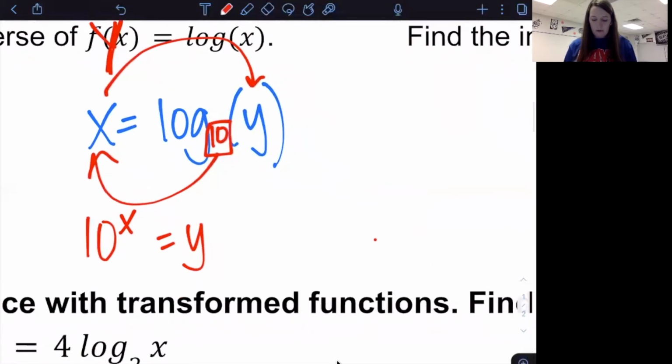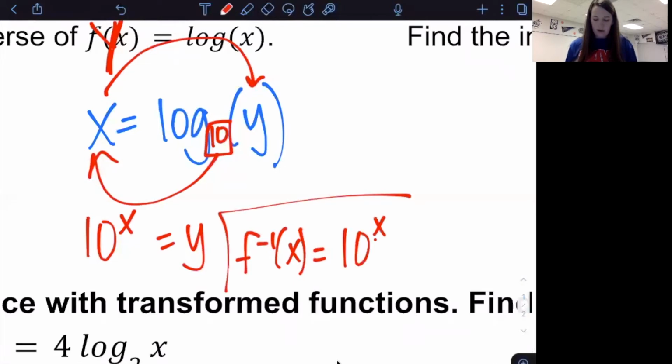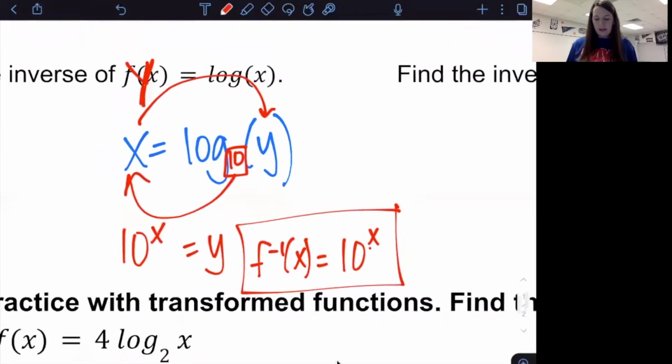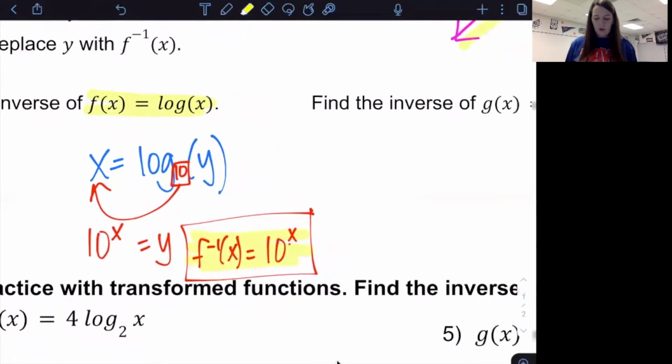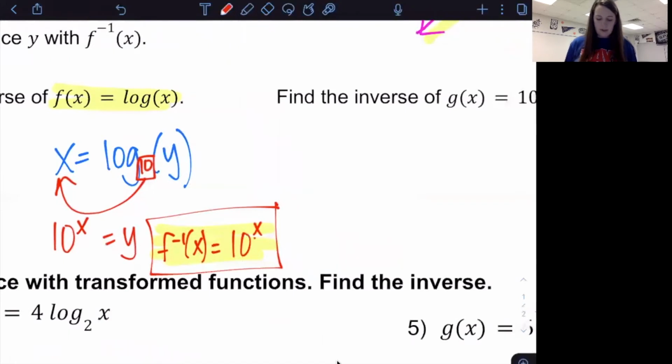And then finally, we would replace it with f inverse of x. So f inverse of x equals 10 to the x power. So we've just shown algebraically that the inverse of log of x is 10 to the x power. It is an exponential.